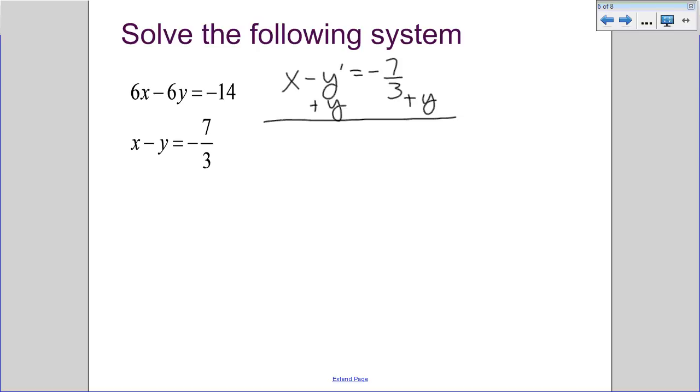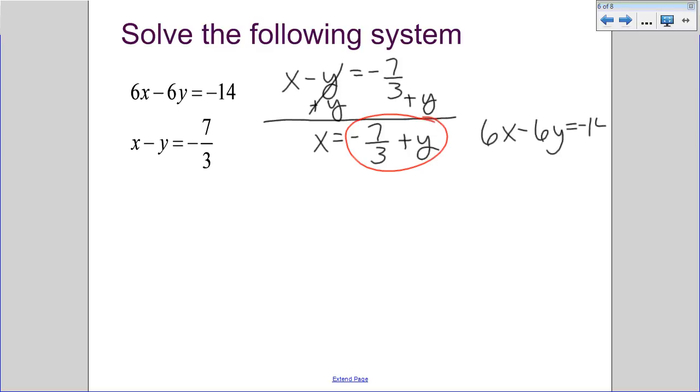You don't always have to have x equals, guys. It just happens that we've got 2 examples in a row where you end up with x equals. So I'm going to have x is equal to negative 7/3 plus y. I have x by itself. I have an expression that I can substitute into the other equation. The other equation was 6x minus 6y equals negative 14. Now we do have fractions here, guys, but don't stress out about them yet. Keep working through it. I'm going to plug this in for x.